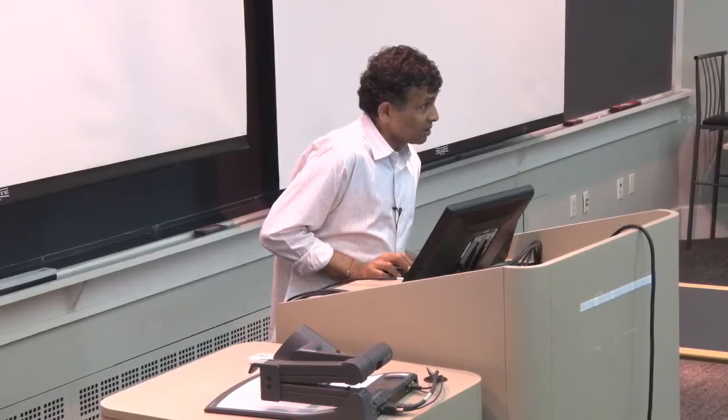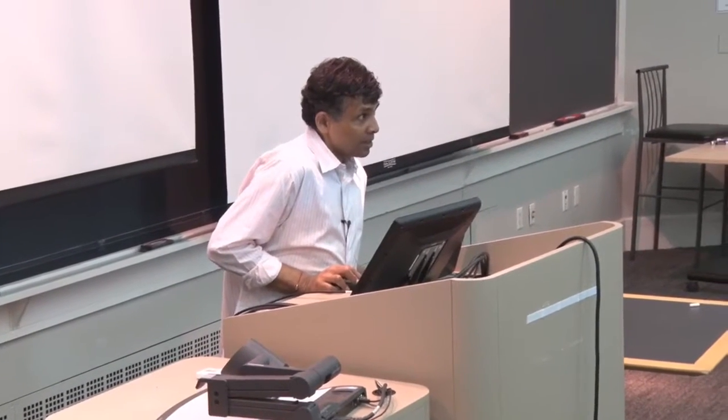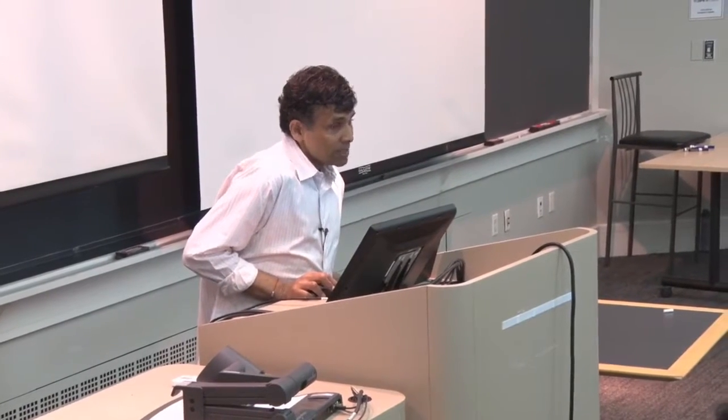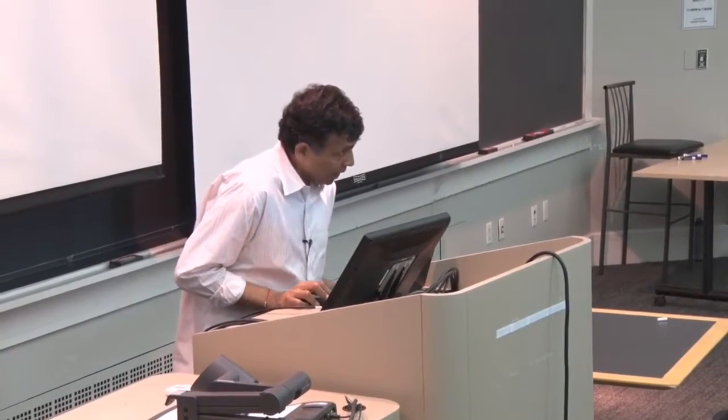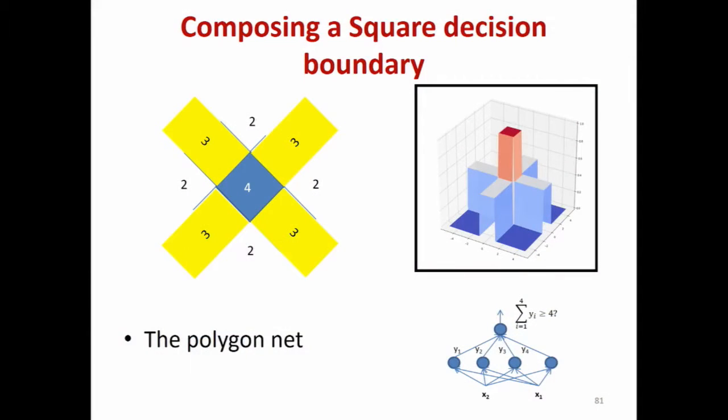But if I decide that I don't want exact precision, I can approximate it. I will still need an arbitrarily large number of perceptrons, and I'm going to explain to you why. Okay? Let's start off by composing a diamond.